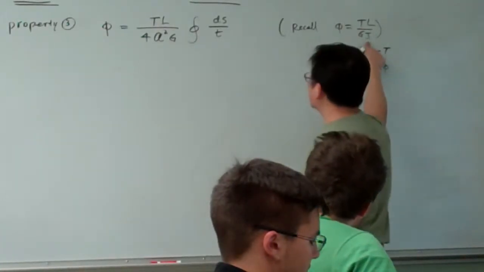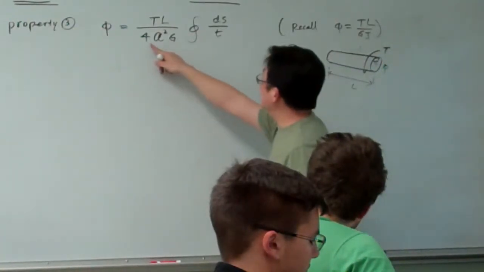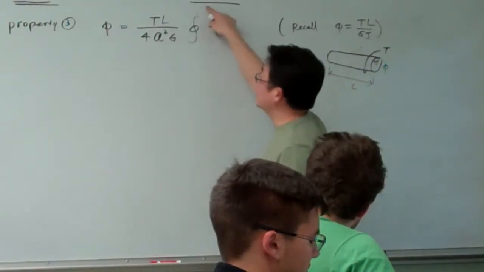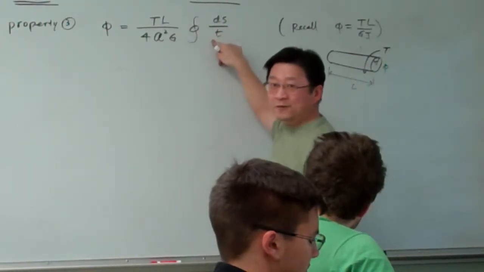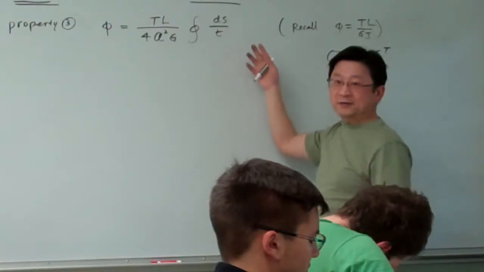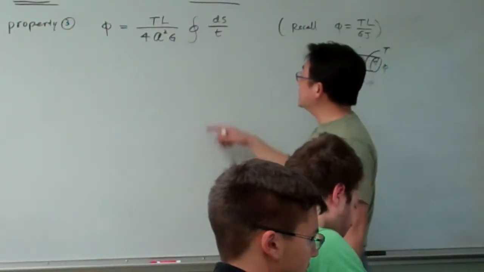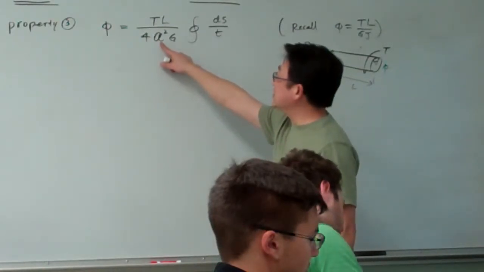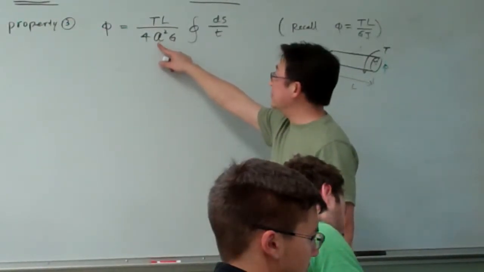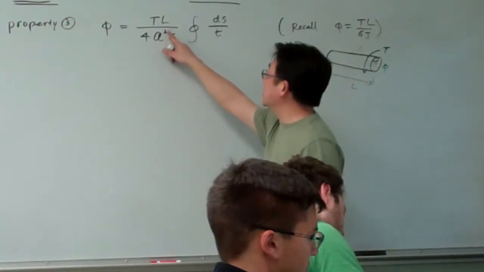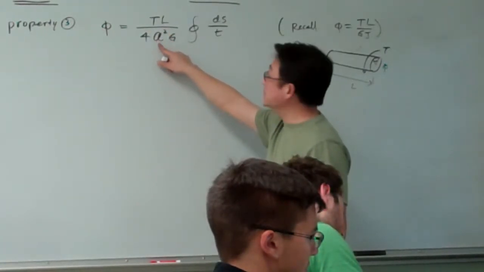Basically, J plays the same role as 4A squared with this one. Hopefully it gives you a comparison and helps you see what we are doing here. For this case, you can see A squared, where A is an area. So basically this term has the dimension of length to the fourth power.